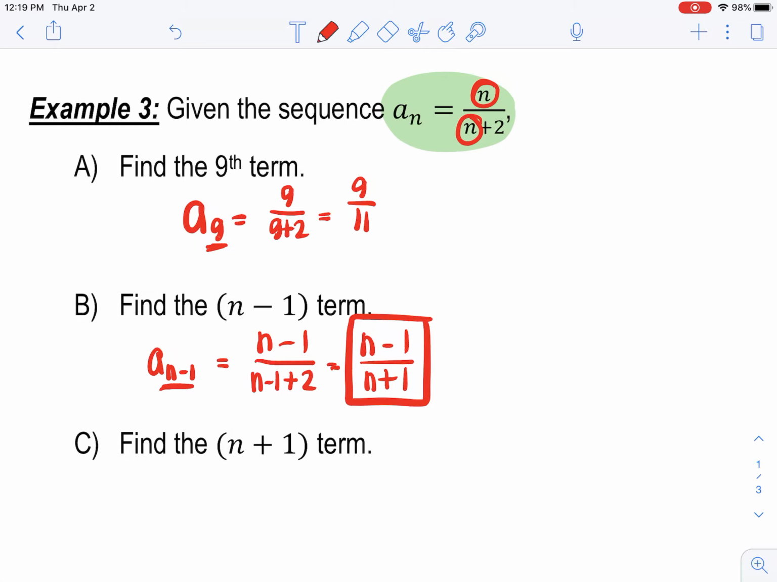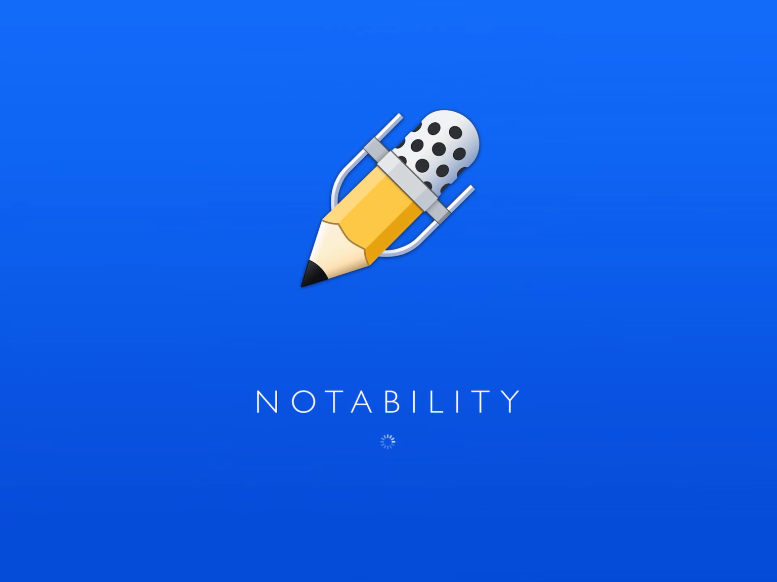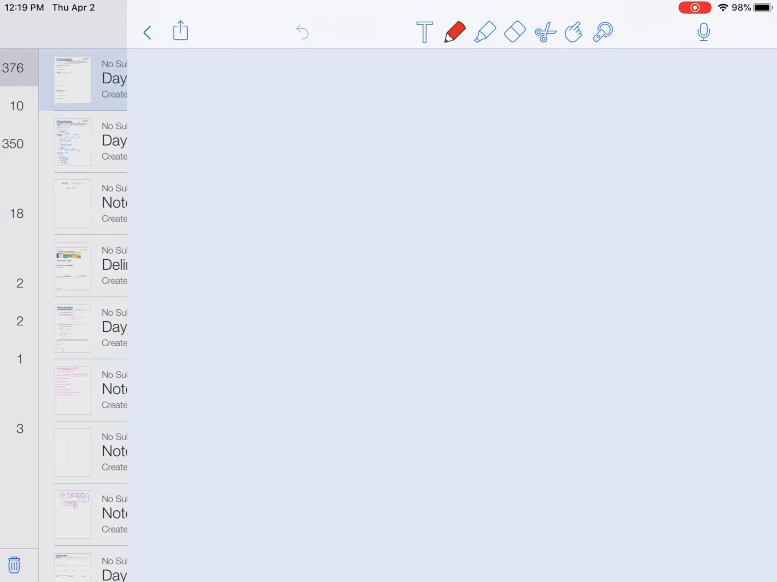Same idea here. My Notability keeps freezing. Just exit out of it again. Same thing on that one there.